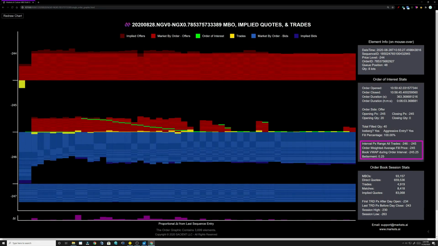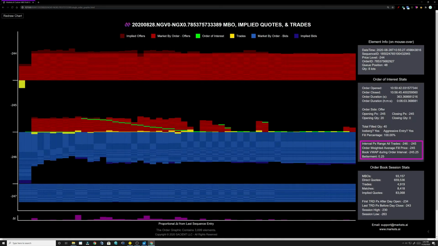And the book VWAP was 245.25 for a betterment of a quarter tick. I would say that anytime you have an aggressive order like this, as a means of entering an order book, you should probably deduct about a tick from this betterment number. This order has some problems. I'll show you why.